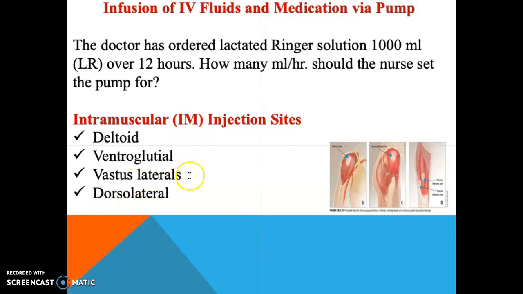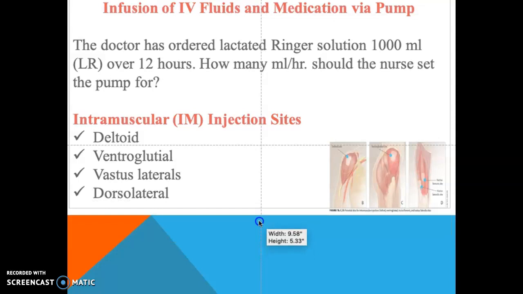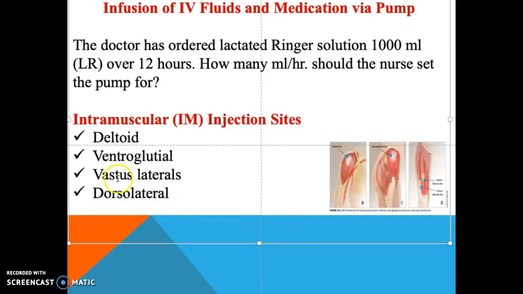The vastus lateralis is also another site, and the dorsogluteal is another site that medications can be injected. So the most common site in children is the vastus lateralis.